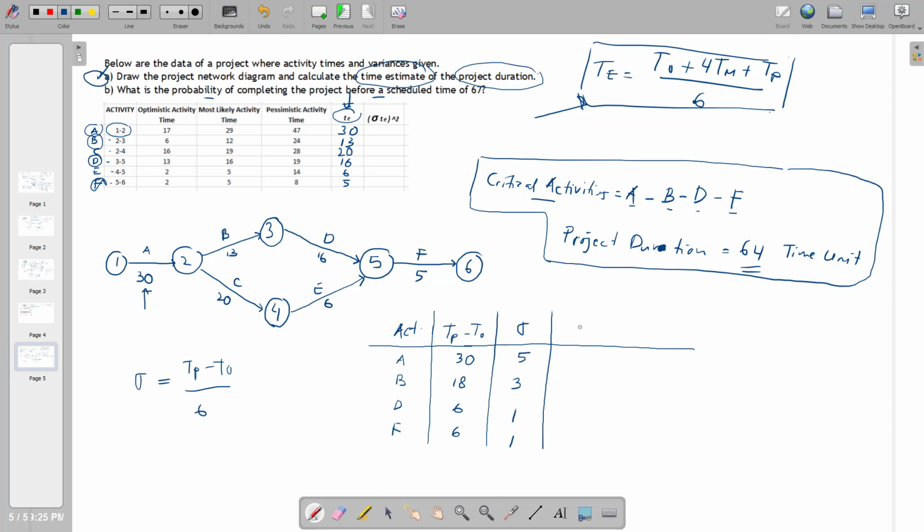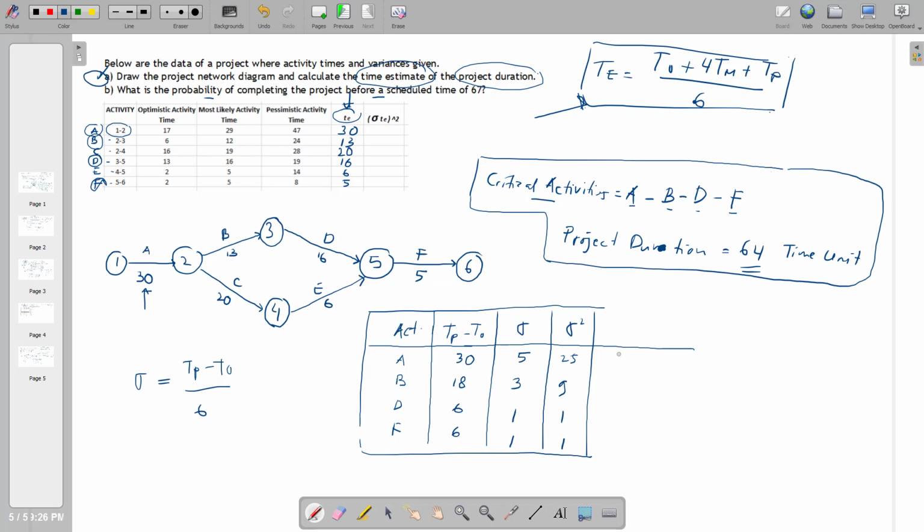Then the variance for these will be 25, 9, 1, and 1. Now since you have the data, what you have to do is calculate the sum of variance first.